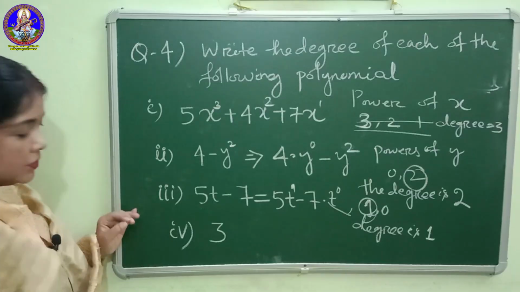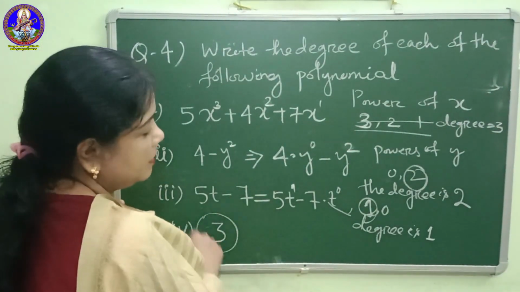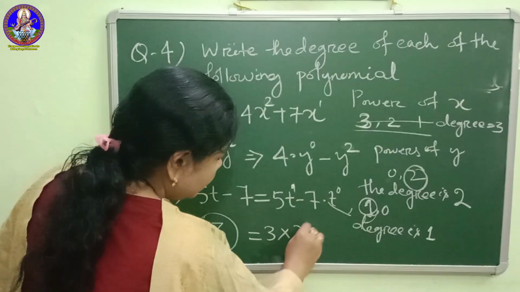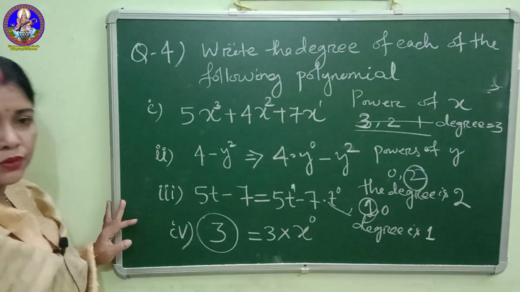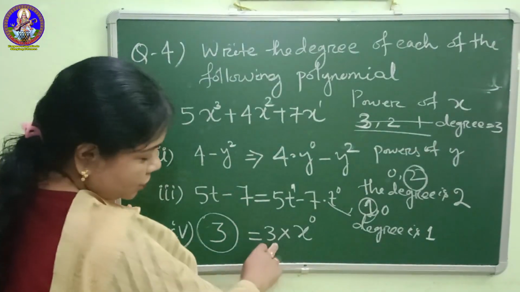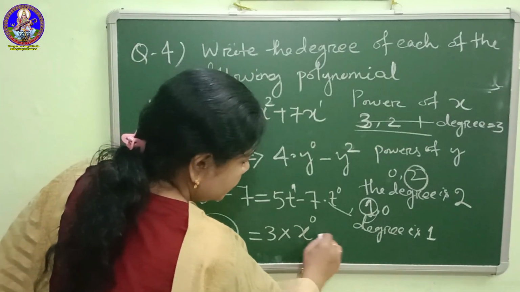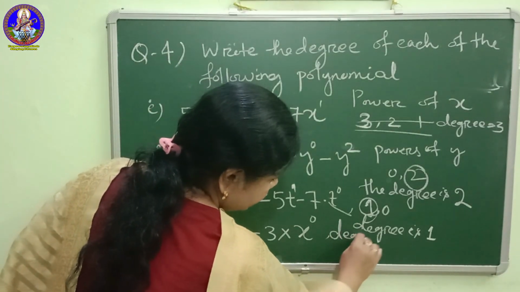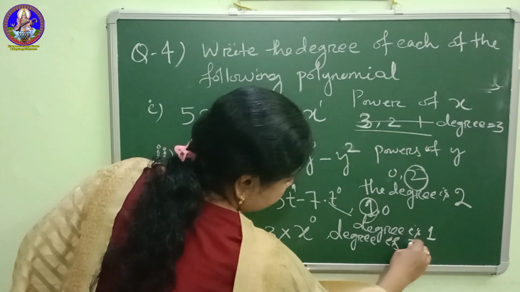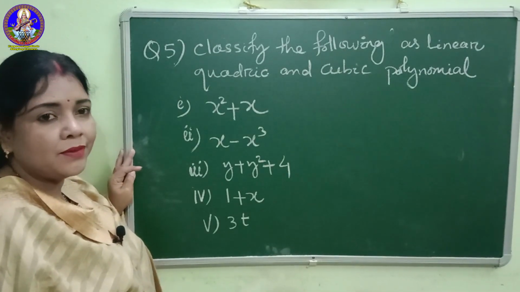Similarly, in question number 4, it is a simple constant. If I write it in a variable, it can be written as 3 into, suppose, x to the power 0. You know something to the power 0 is equal to 1. So 3 with nothing means 1 is present, and that 1 can be represented as x to the power 0. So the degree is 0.